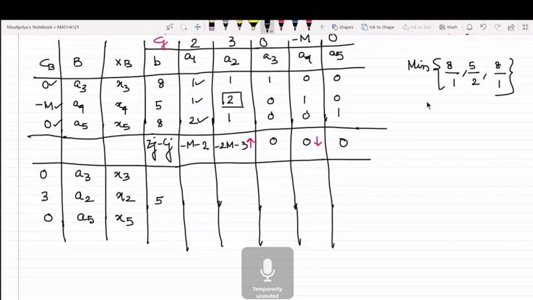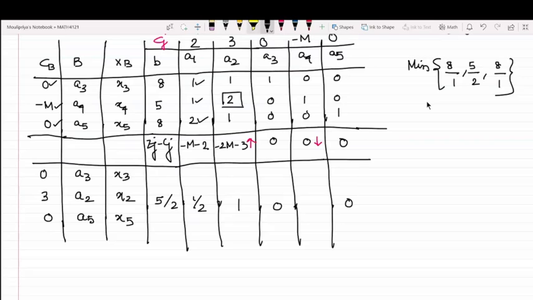Exactly. 5 by 2, half, 1, 0. This A4 is no longer needed, 0. How about the calculation for X3?